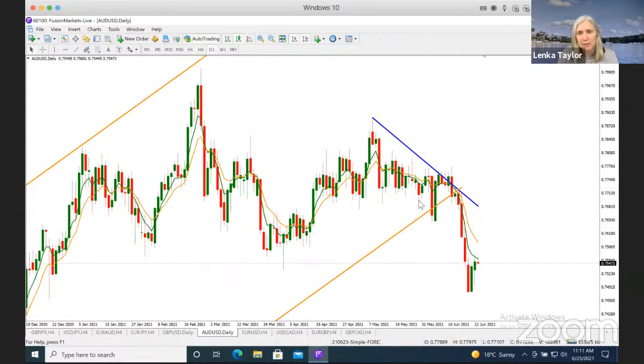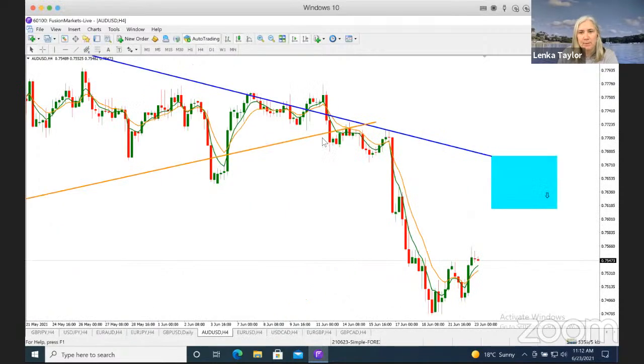On the daily, we now have a lower low. That was a high, lower high. So looking for the next pullback up, and then looking for a short on a lower high. On the 4-hourly chart, that would be around this area. So looking for more of a pullback up, and then looking for a short after that.